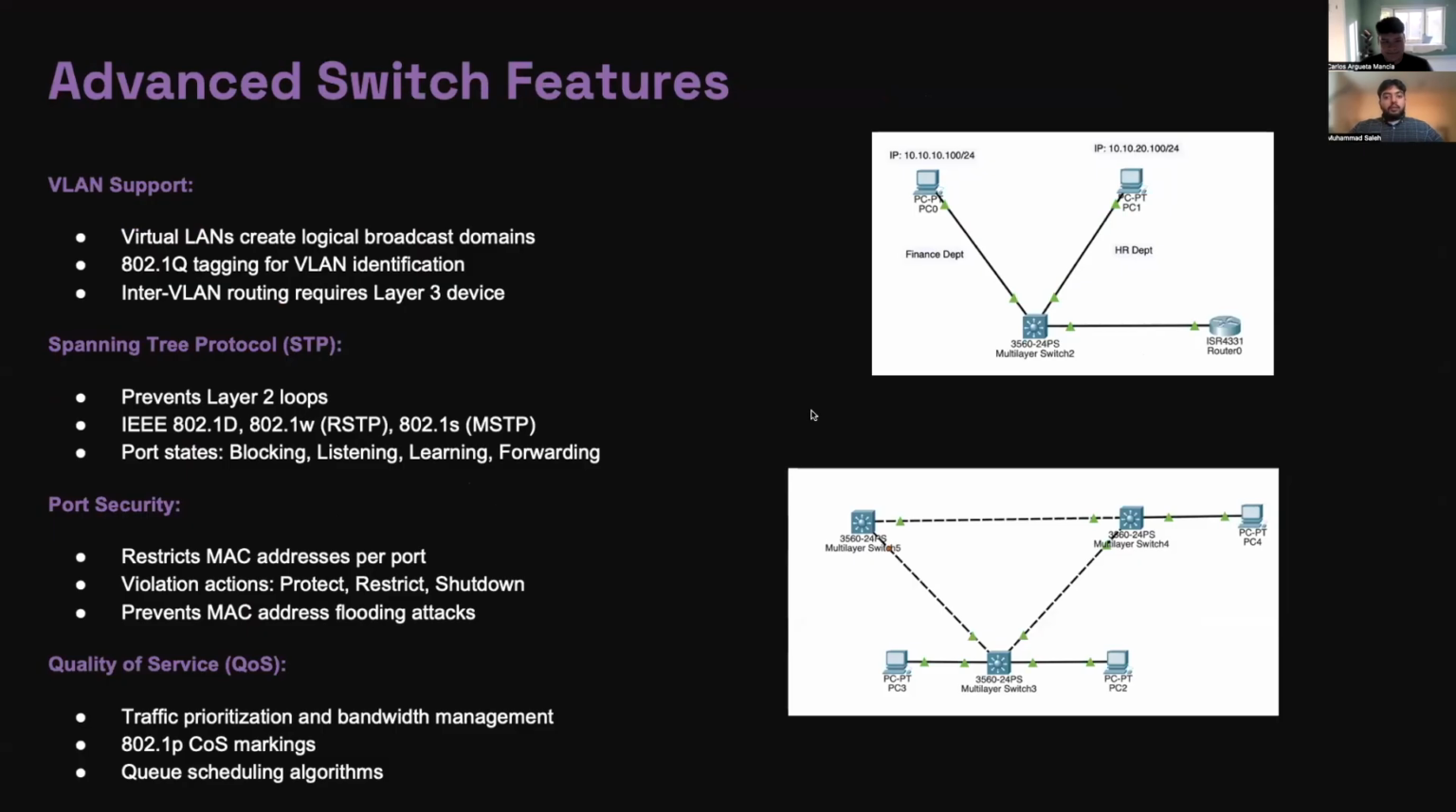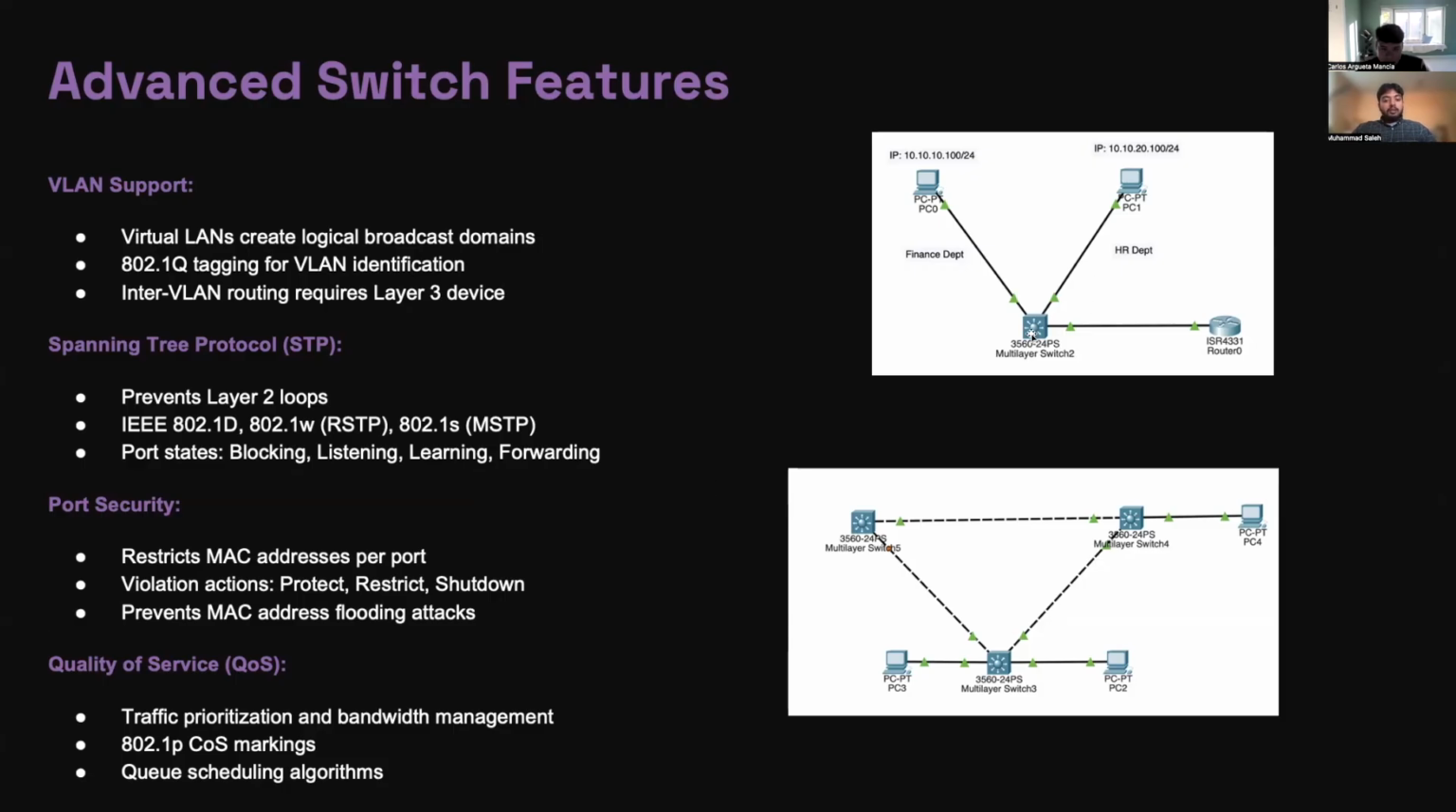Yeah. So VLANs are one of the advanced switch features. We already covered VLANs in a prior video. What virtual LANs, or VLANs, let us do is create virtual networks, or logical broadcast domains, which are basically different networks on one switch. It does this through 802.1Q tagging for VLAN identification, and it enables inter-VLAN routing, which requires a layer 3 device. In the screen capture we have here, that is a layer 3 switch.